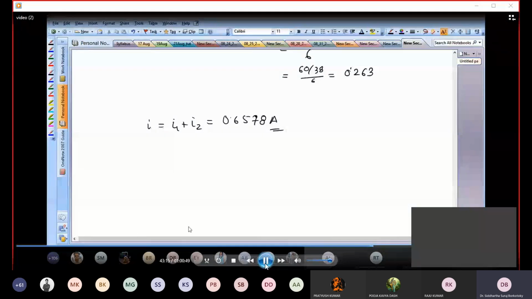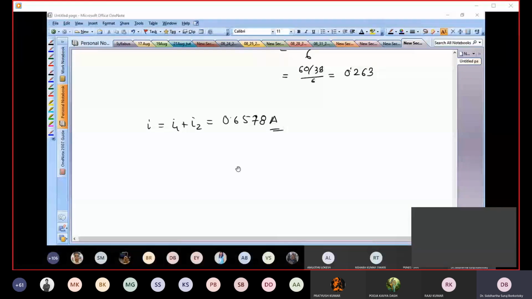Okay, then let's go ahead and solve question number 5. So what is question number 5? Question number 5 wanted us to determine the Thevenin equivalent of a circuit across some given point. So let's write that down. So question number 5.